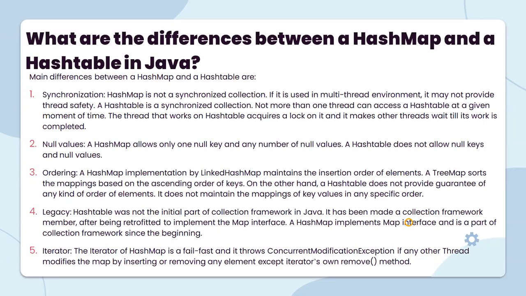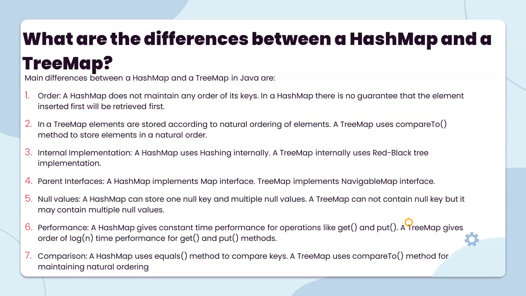Here is the HashMap and Hashtable. Now here is the TreeMap. So the main differences between HashMap and TreeMap in Java are, first, the order. You know that HashMap does not maintain any order of its keys. As in a HashMap, there is no guarantee that the element inserted first will be retrieved first.